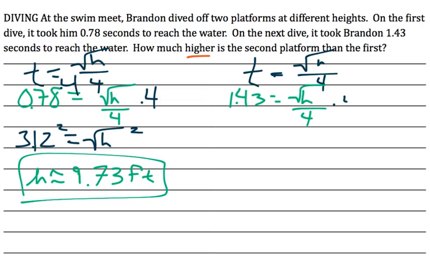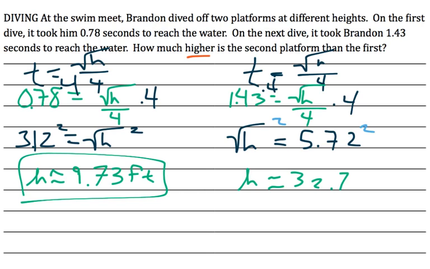Over here, multiply by 4. Let's see, 1.43 times 4 will give me the square root of h is equal to 5.72. This time I flipped the order, it doesn't matter. Squaring that gives me 32.7184. So again, I'll take this solution and I will round it to approximately 32.72 feet.